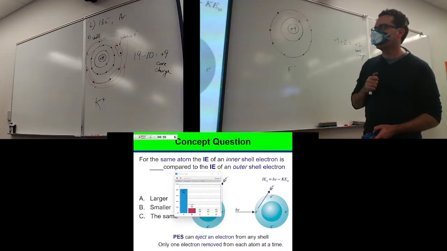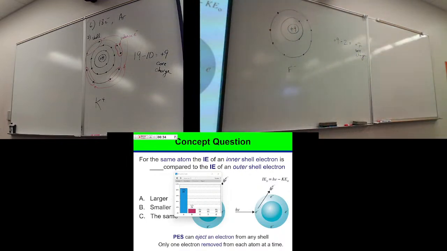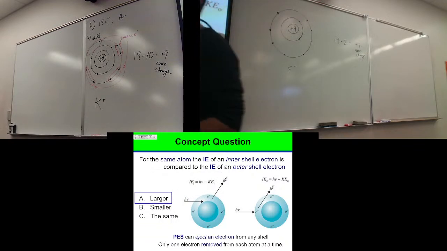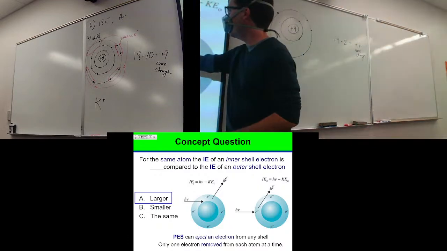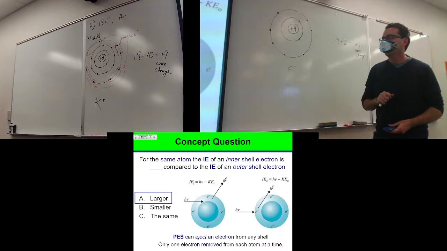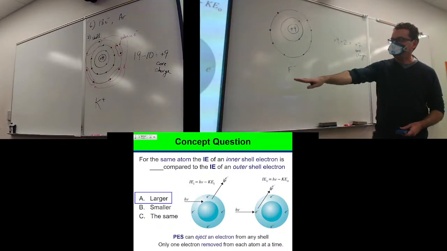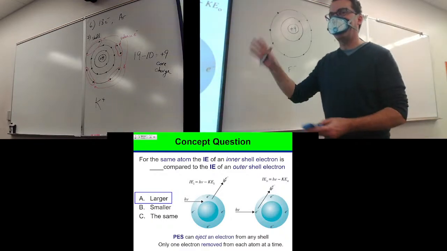Still get somebody going backwards a little bit, but for the inner shell electron, the ionization energy is always going to be larger. It's harder to remove inner shell electrons, and so they have a higher ionization energy. The outer shell electrons are easier to remove. They have a lower ionization energy. But it doesn't matter. Photoelectron spectroscopy can eject any electron. We're no longer limited to the valence electrons.